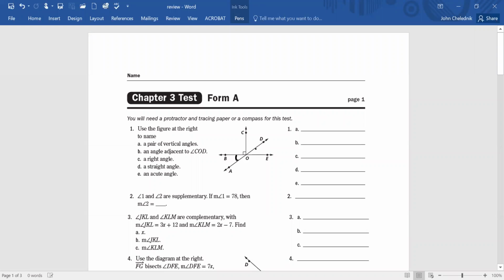Vertical angles are angles that are across from each other, such as these two. Angle BOA and angle DOE. They are across from each other, and that makes them vertical angles.